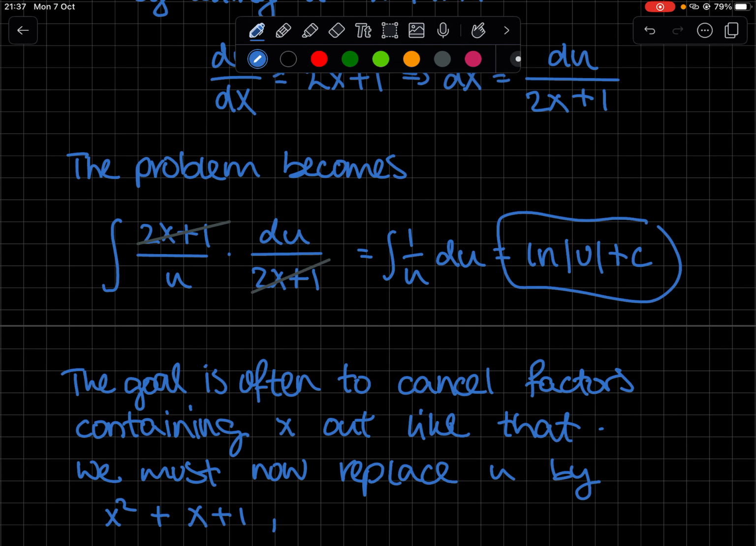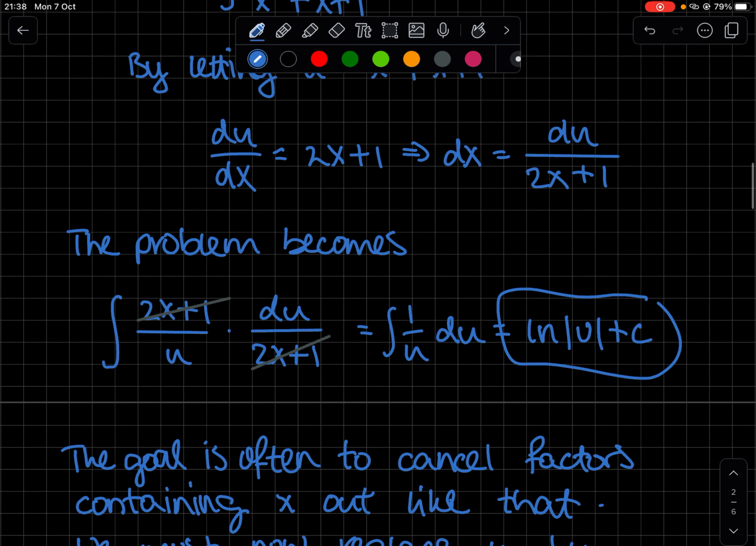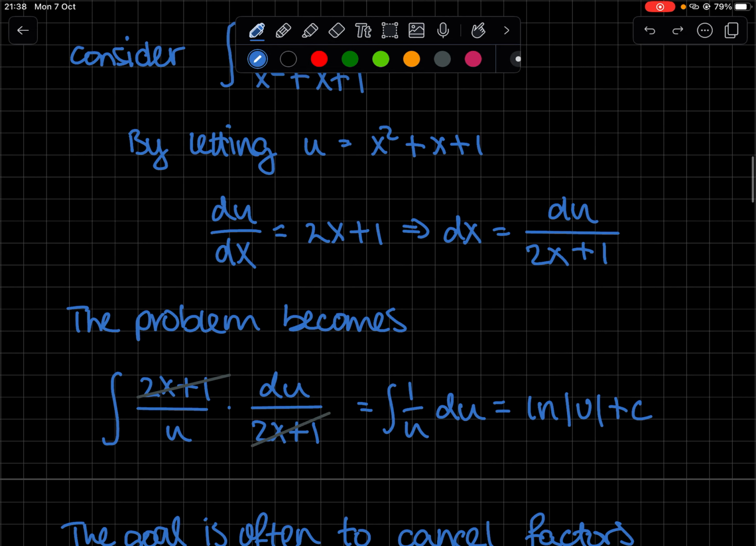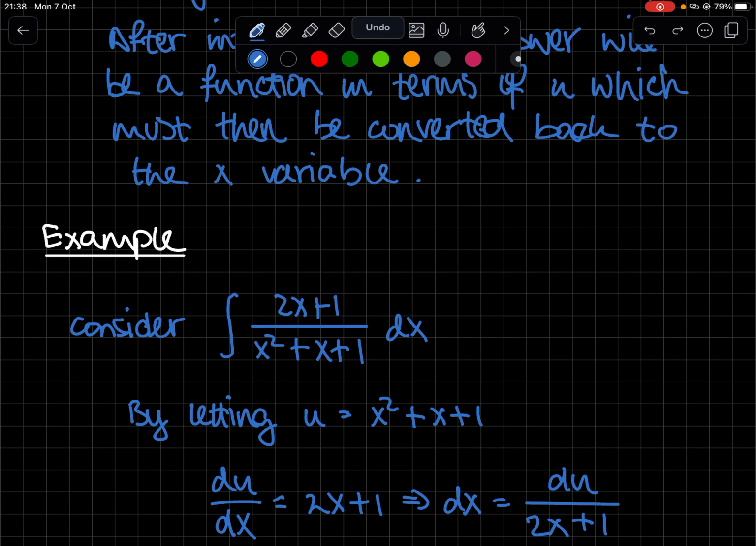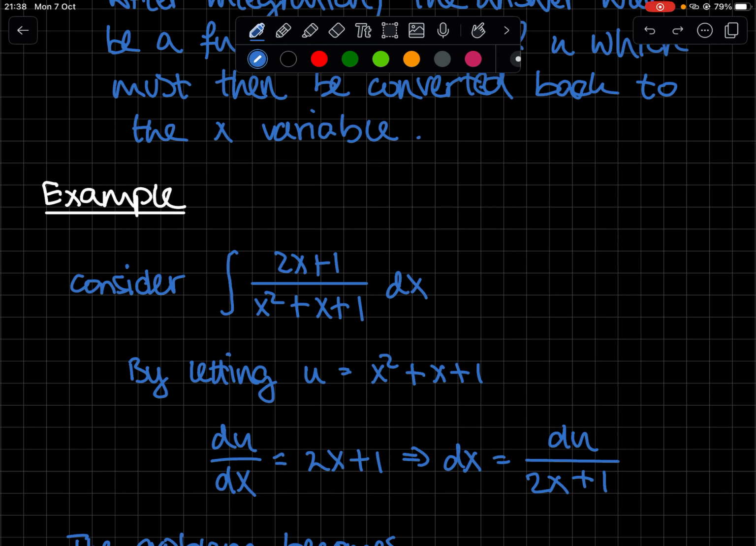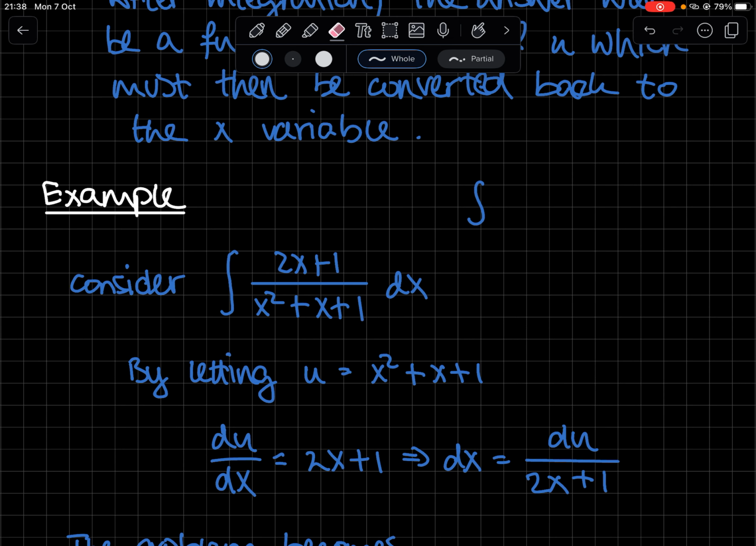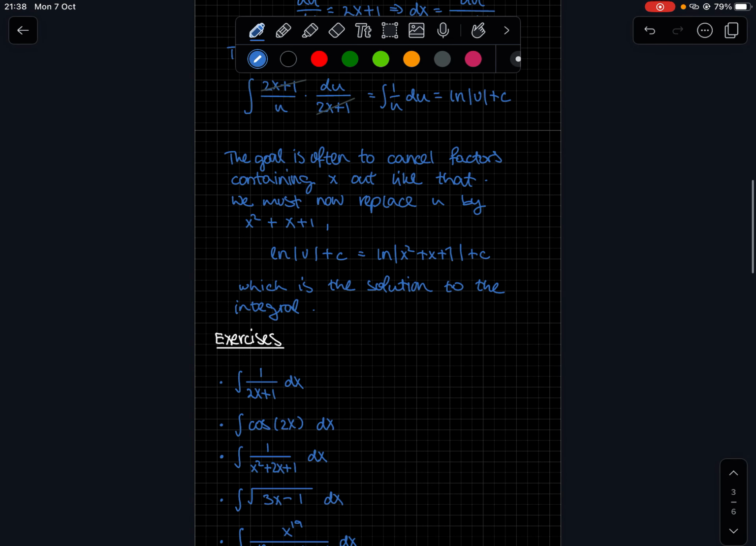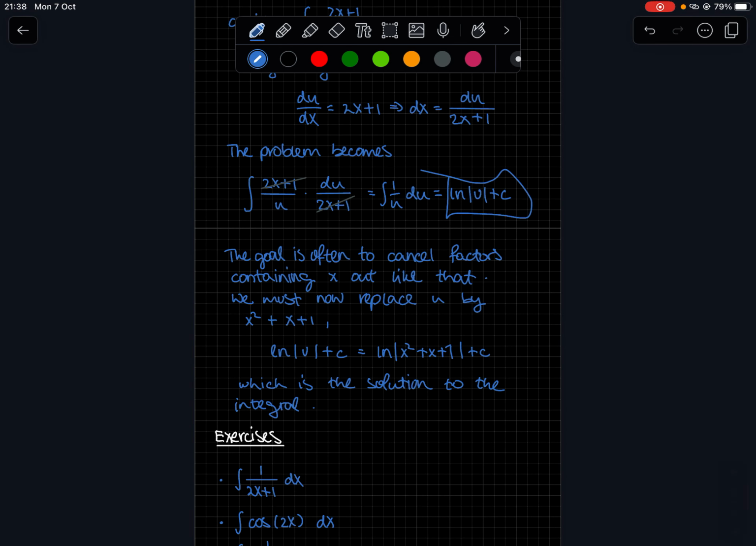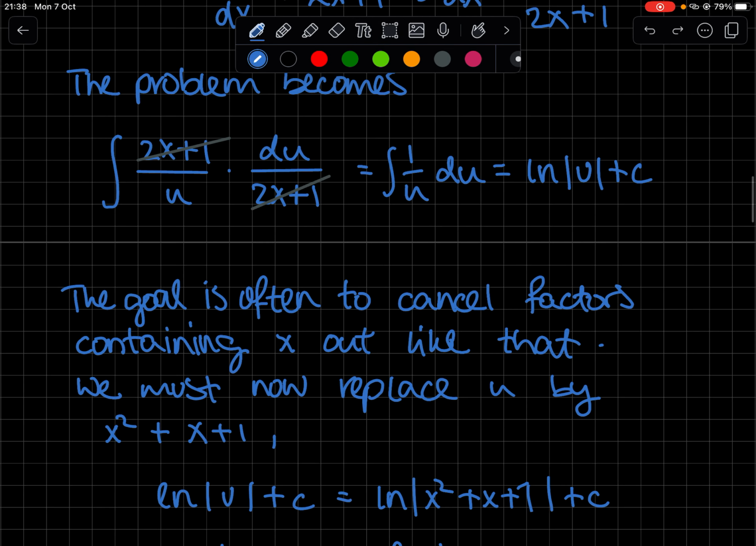And remember, once we get to the form ln of absolute value of u plus c, this answer is in terms of u. However, the original exercise was an integral in terms of x. And the integral of a function of x dx will always be another function of x, not u. So what we have to do now is transform this expression, ln of u plus c, back in terms of x. And this step is usually quite easy.